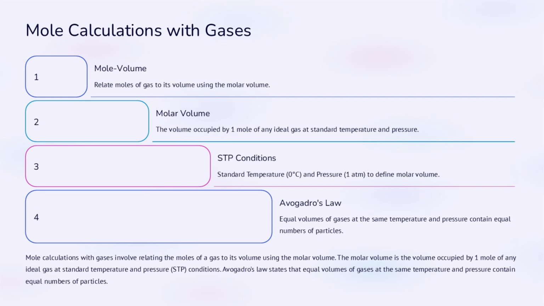The molar volume is the volume occupied by 1 mole of any ideal gas at standard temperature and pressure, STP, conditions. Avogadro's law states that equal volumes of gases at the same temperature and pressure contain equal numbers of particles. Understanding these key concepts will allow us to perform calculations involving the relationship between moles and volume of gases.